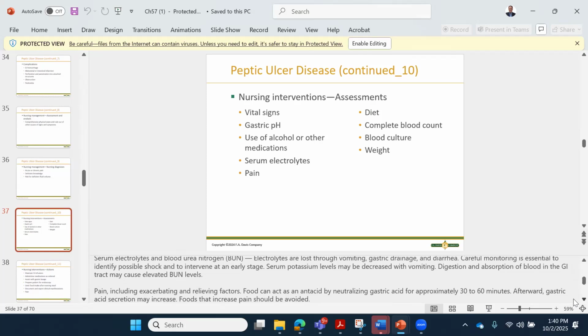You would want to make sure to look at serum potassium. Again, if a person has a lot of vomitus, they're going to be losing acid. Therefore, they're going to be losing potassium because potassium is an acid.